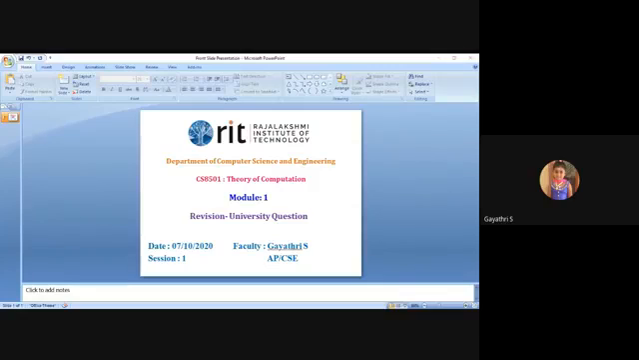From this session, I will start my revision based on previous university questions. I will take some previous questions. Today I will have 4 questions from Unit 1. So let us have the questions. I will shift my window.